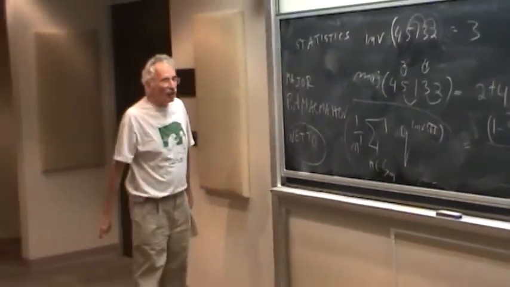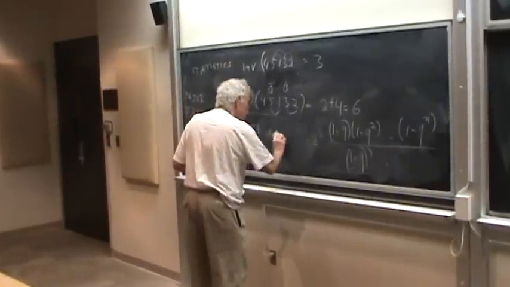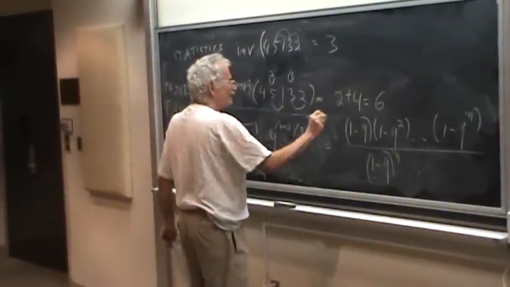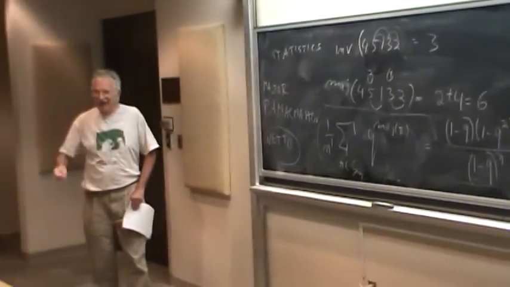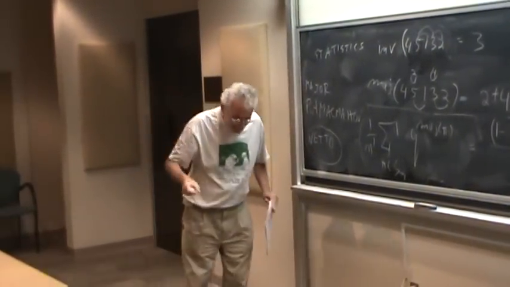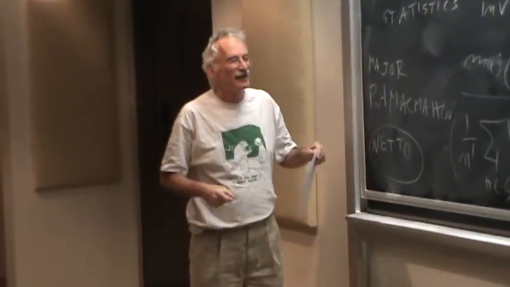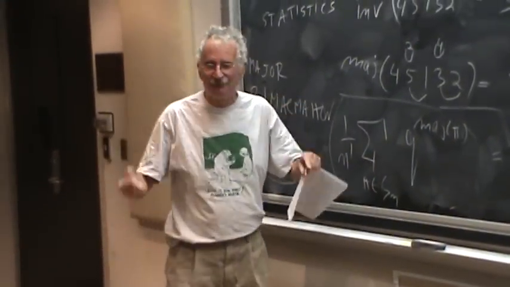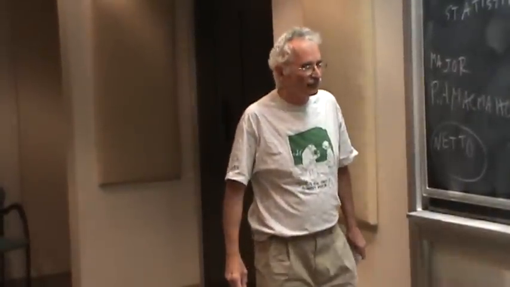a nice, beautiful product formula. And what MacMahon proved is that the same thing is true for the major index. In other words, they are equidistributed. So the probability of picking a permutation uniformly at random and getting the number of inversions to be 11 is exactly the probability of getting the major index to be 11. They are equidistributed. And it's not such an easy theorem.